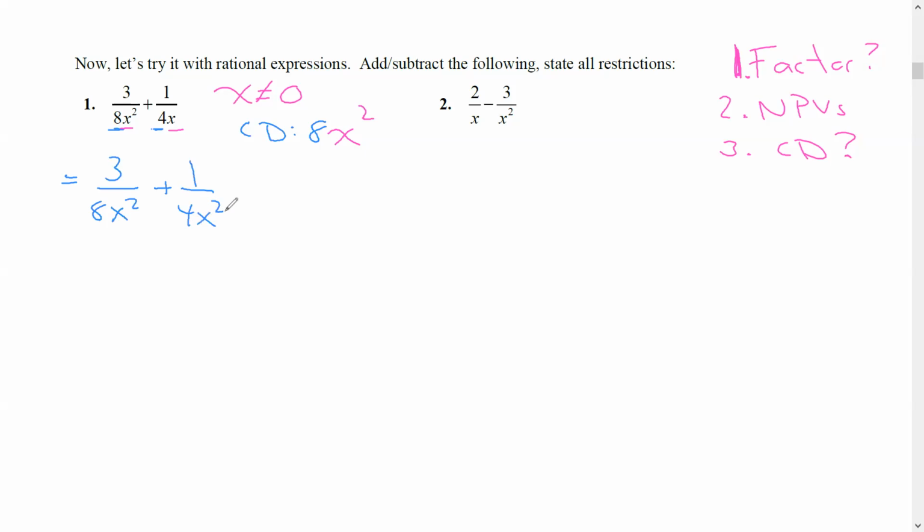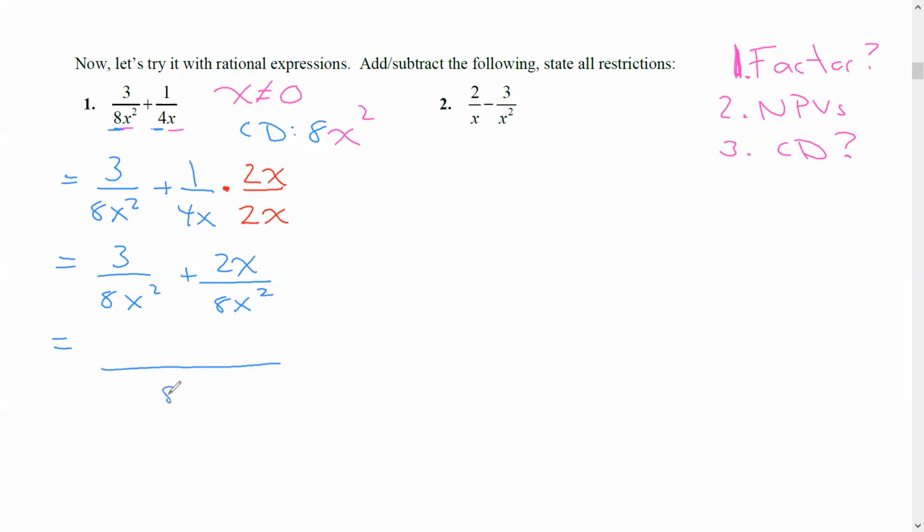Okay. I'm going to say the first term already has my common denominator, but the second term does not. So to get this common denominator, what am I going to multiply by? Well, if I need an 8, I'm going to multiply top and bottom by 2. And if I need an x squared, I'm multiplying top and bottom by x. So really what I'm multiplying by is 1. Now I'm going to write this with my common denominator, like that. And I'm really taking my time here.